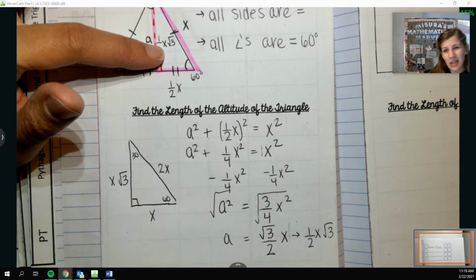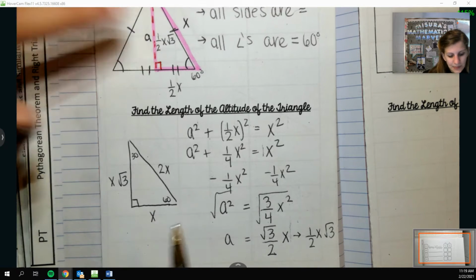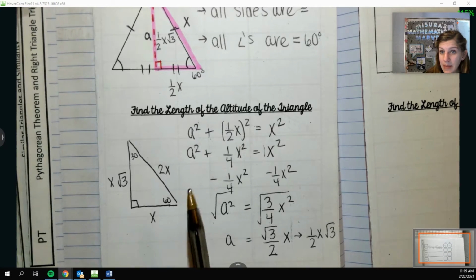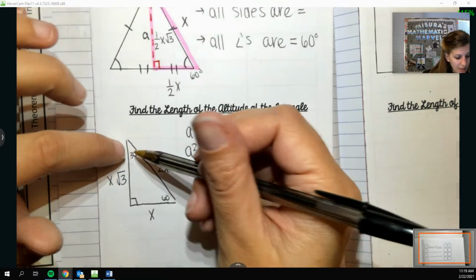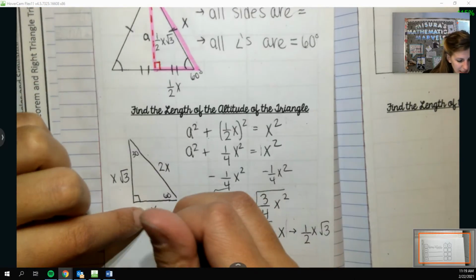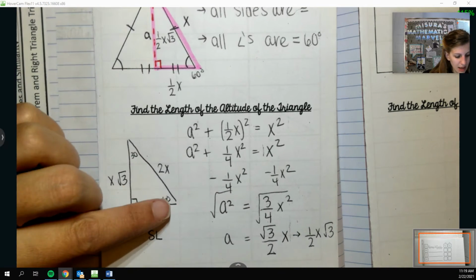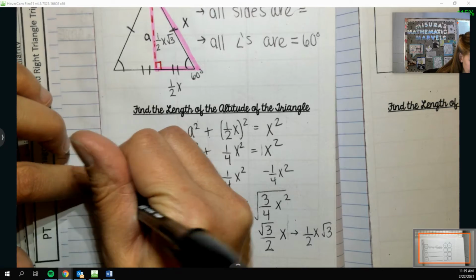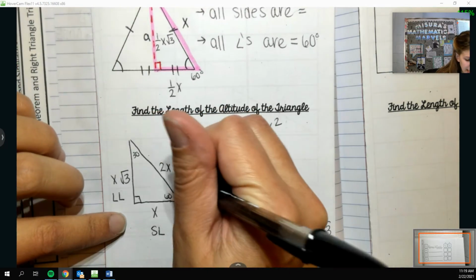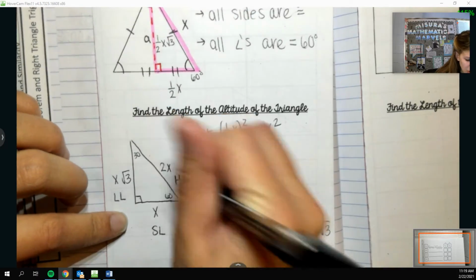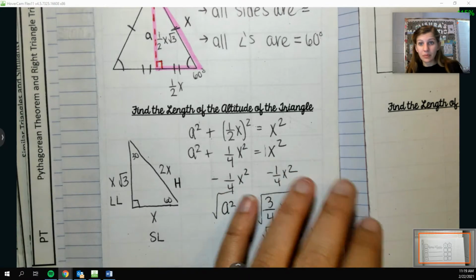So every single time I just need to know one side and I can know all the other sides. An important thing to keep in mind is that across from 30 is the shortest side, or I like to call it a short leg. Across from 60 is the long leg. And then across from my 90 is the hypotenuse. So those are important to keep in mind.